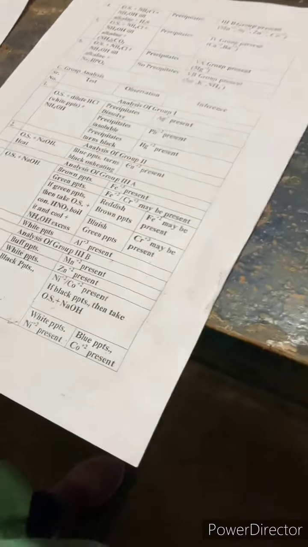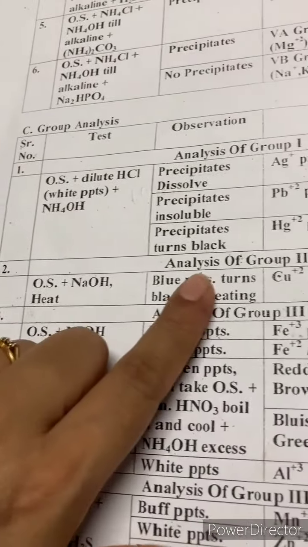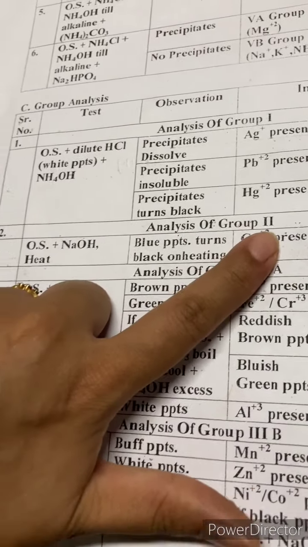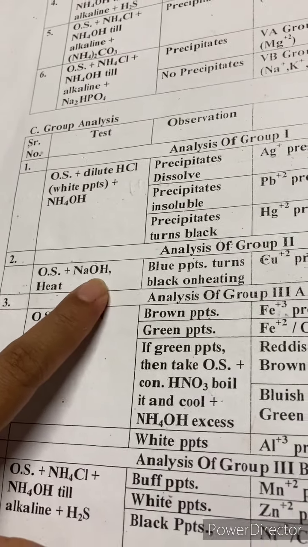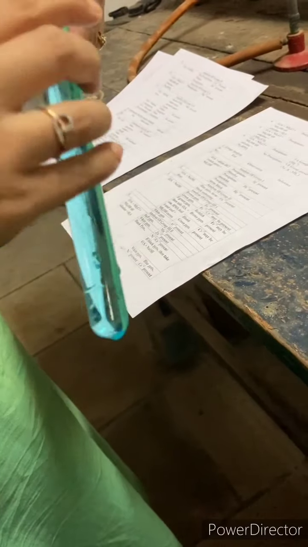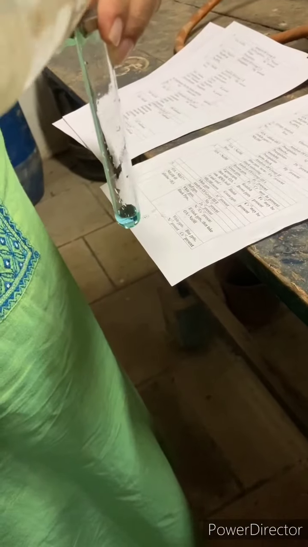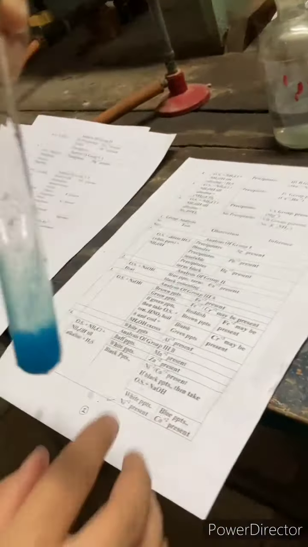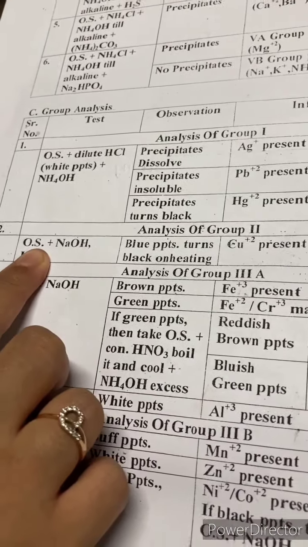After this, we'll go to the C part, that is group analysis. In that, we have to do the analysis of group second because ions of second group are present. In that, the test is OS plus NaOH. After that, we'll heat it. We'll add OS, then we'll add NaOH solution to it. Now, you can see this formation of blue precipitates. When you add NaOH to the OS, you will get blue precipitates.